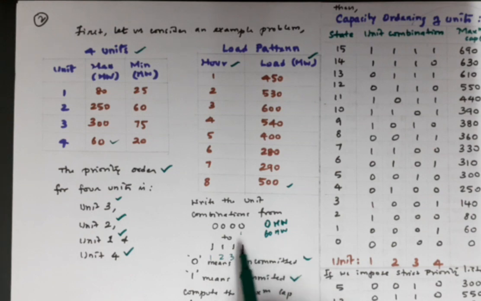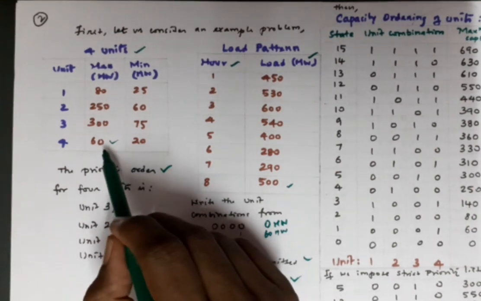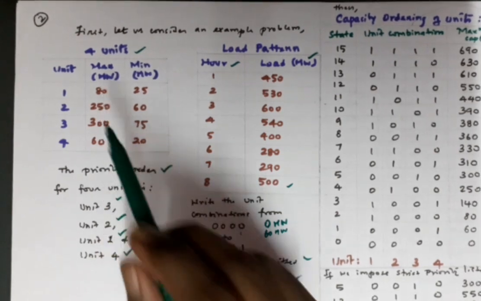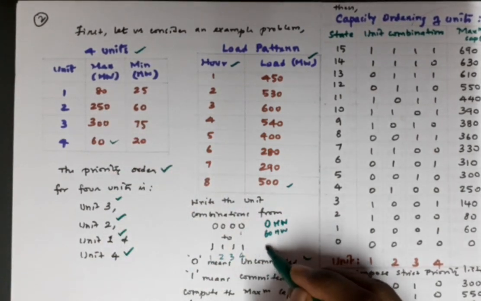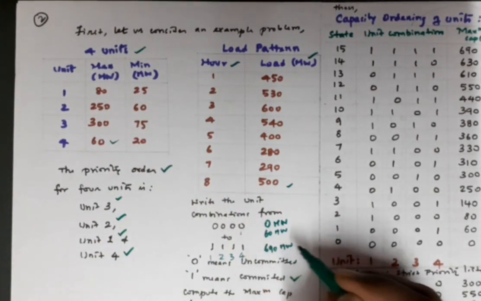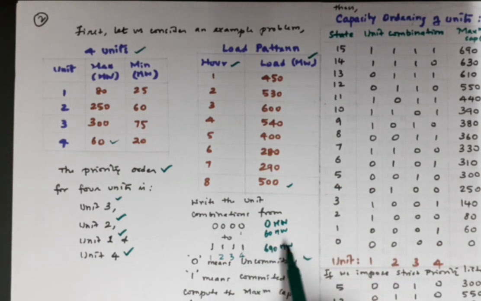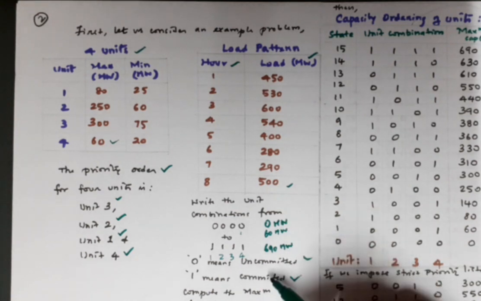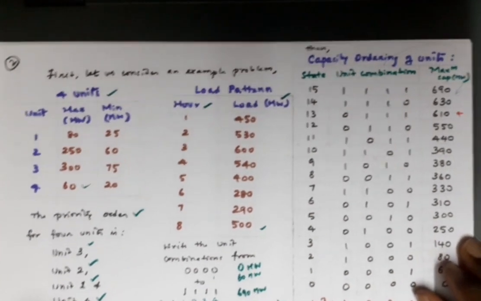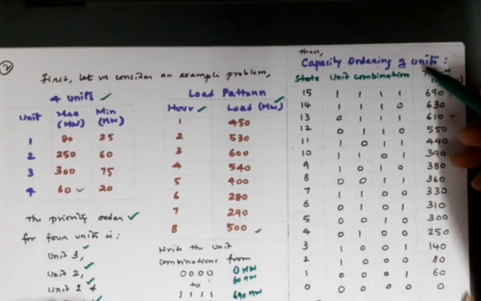You write the add. For example, if it is 1111 means all the 4 units are committed, means it is going to be 60 plus 300 plus 250 plus 80. You will get 690 megawatts as your maximum capacity of these 4 units put together. So for all 15 combinations, it will come from 0 to 690 megawatts. So that you should write.